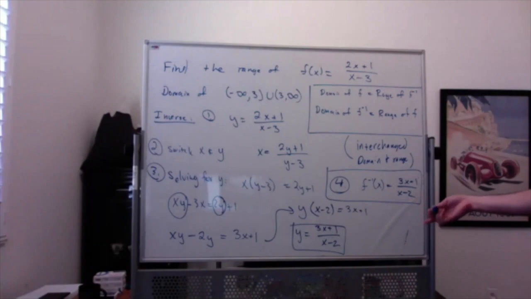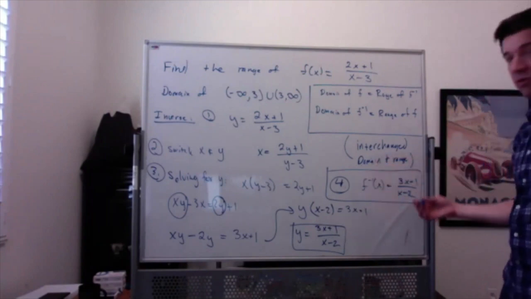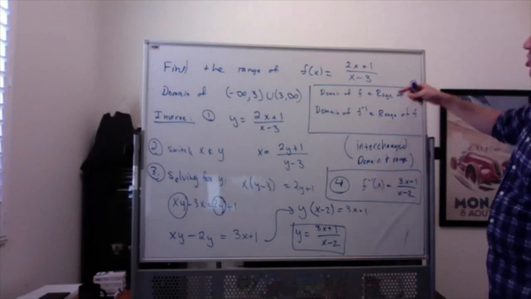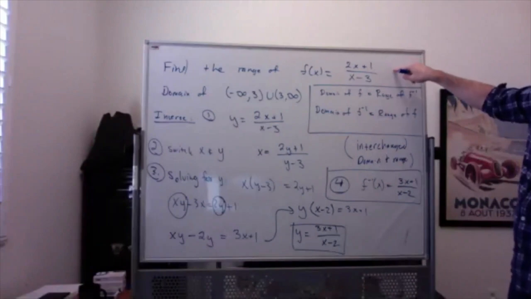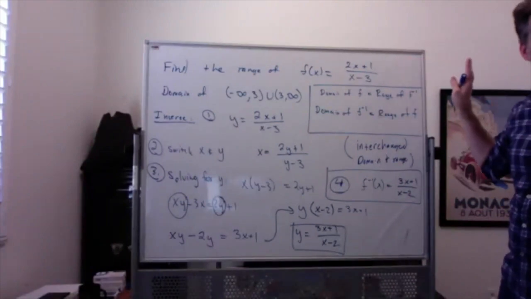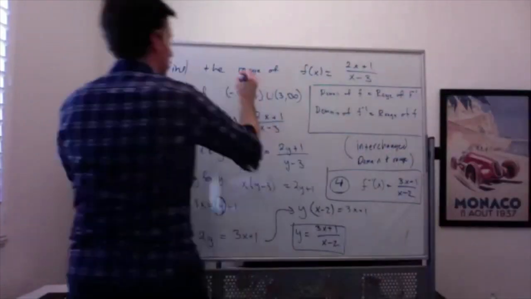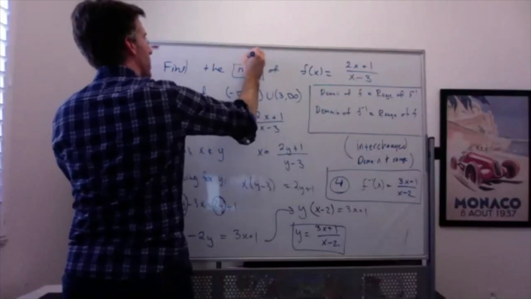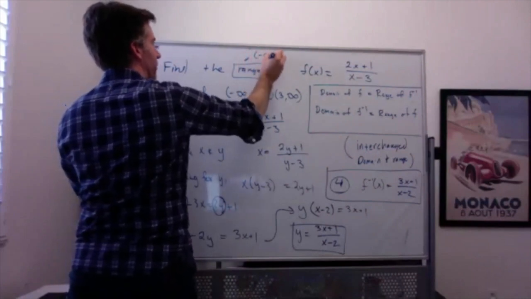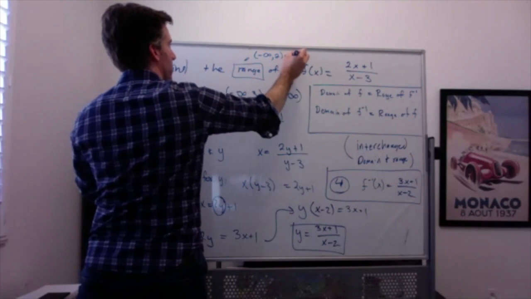Yes, exactly. x can't be 2. So 2 is not in the domain of this, which means 2 is not in the range of the original function. But anything else is fair game. So the range here ends up being everything except for 2.